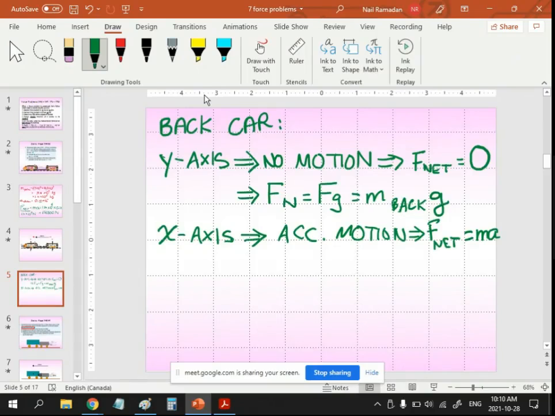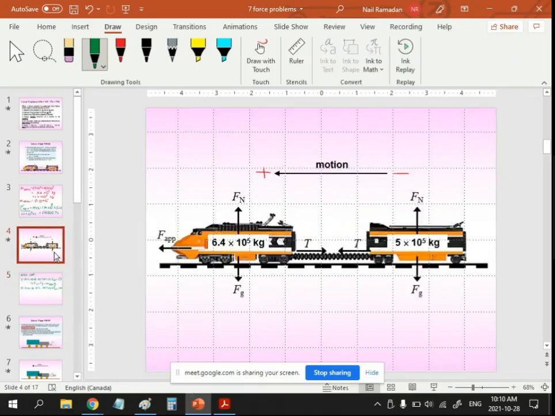No. We said, what's the only horizontal force on this? Which way is it going? Negative or positive? That's it. That's what you write instead of Fnet. Again, let me explain it again. Fnet means what? All the forces on the axis.